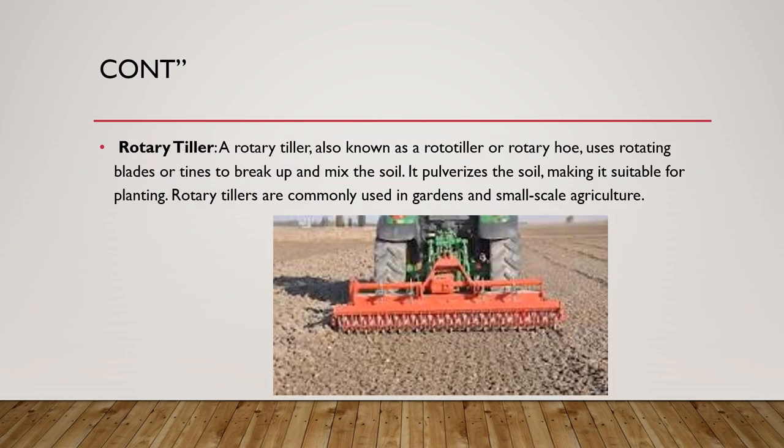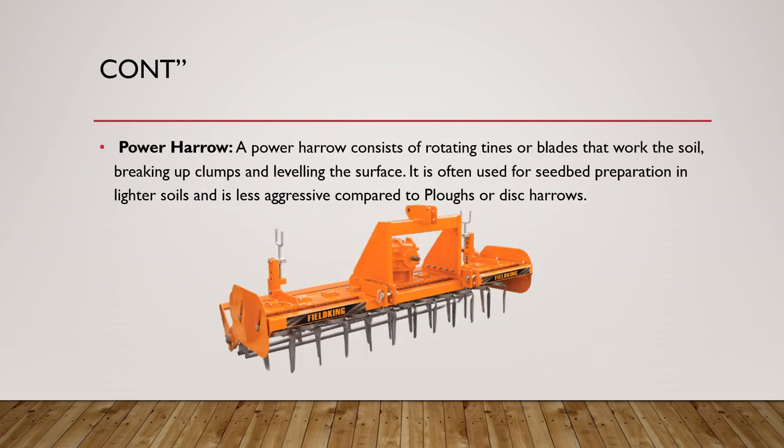We have the rotary tiller, also known as a rototiller or rotary hoe. It uses rotating blades or tines to break up and mix the soil. It pulverizes the soil, making it suitable for planting. Rotary tillers are commonly used in gardens and small-scale agriculture.